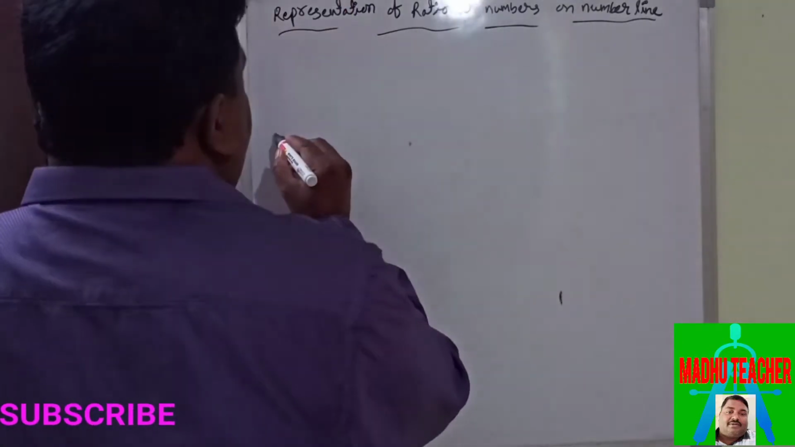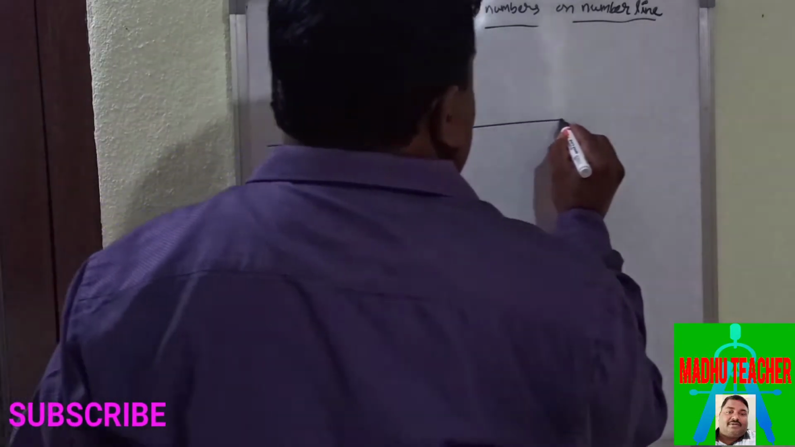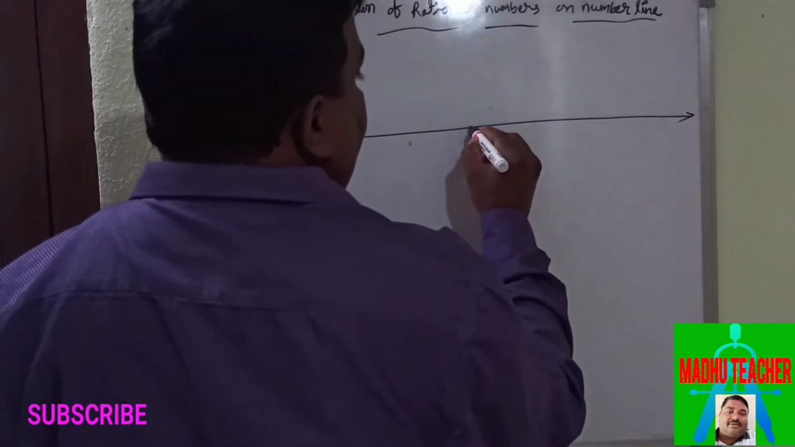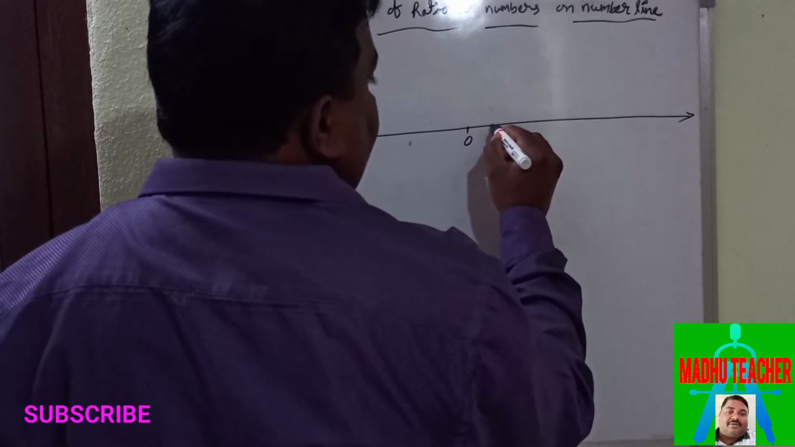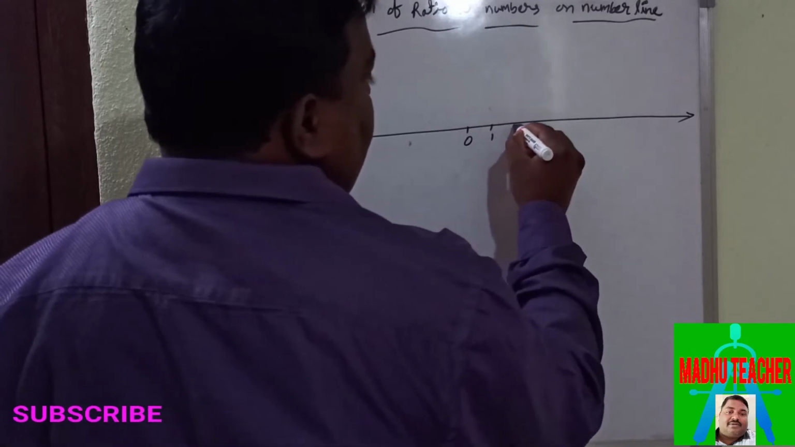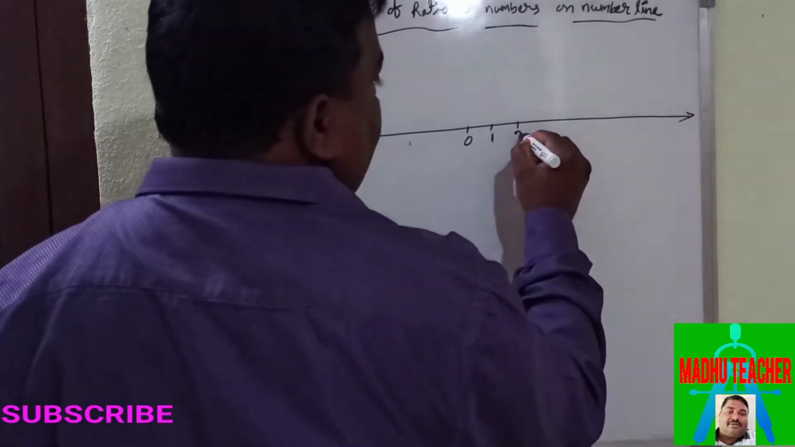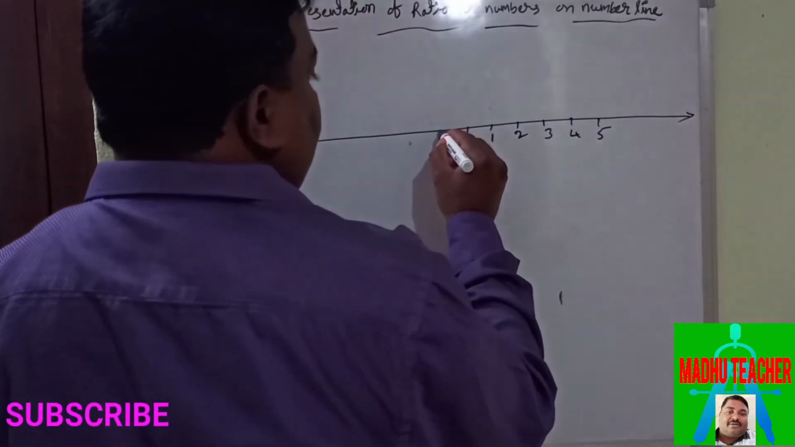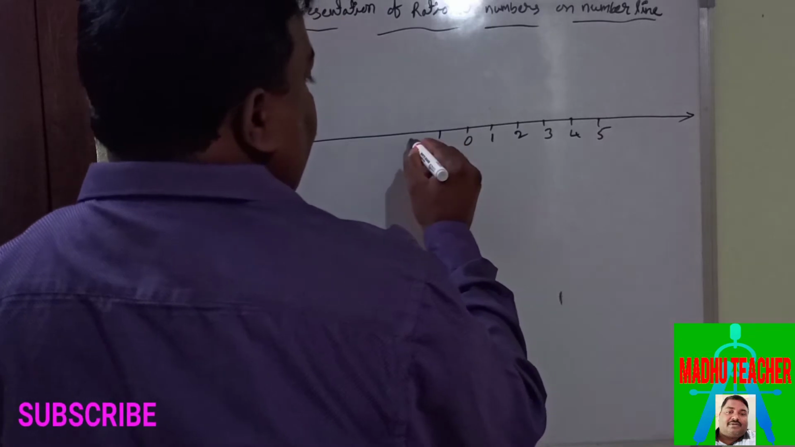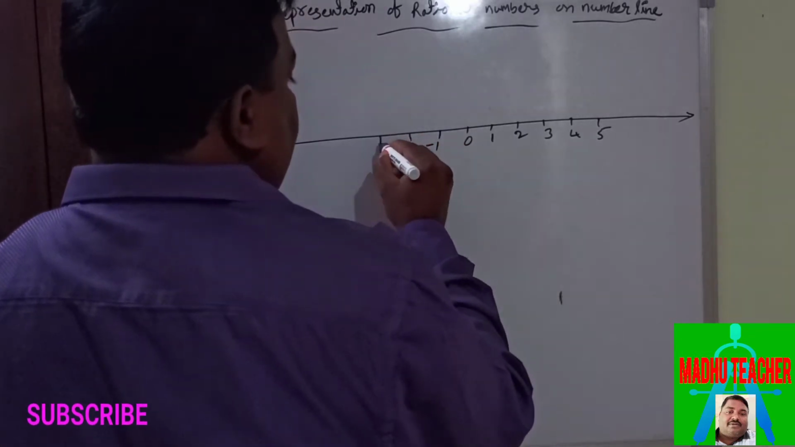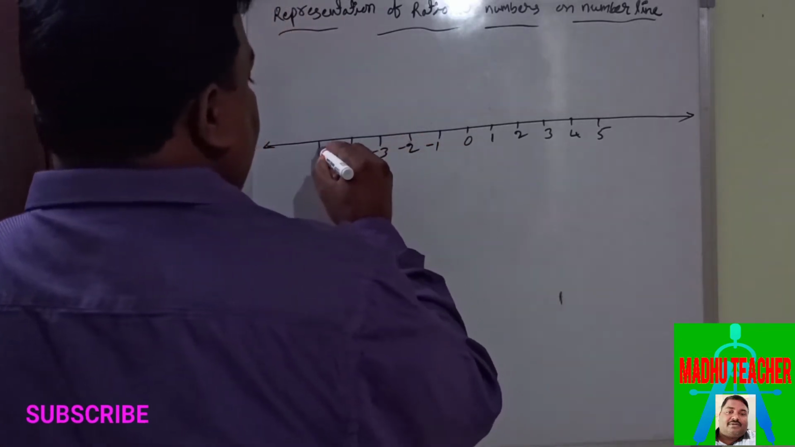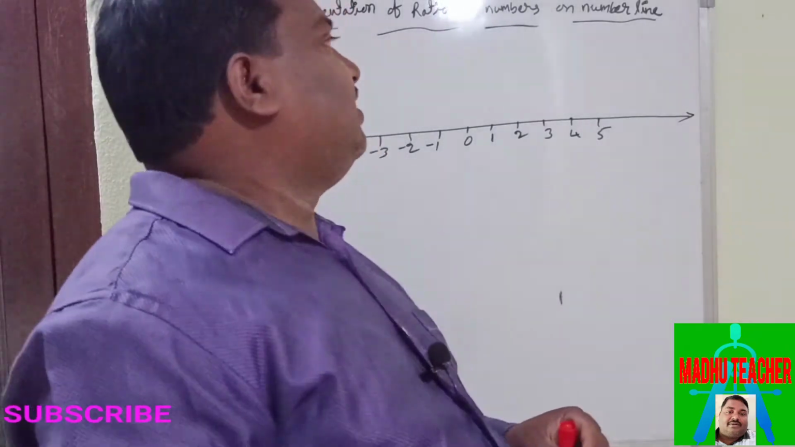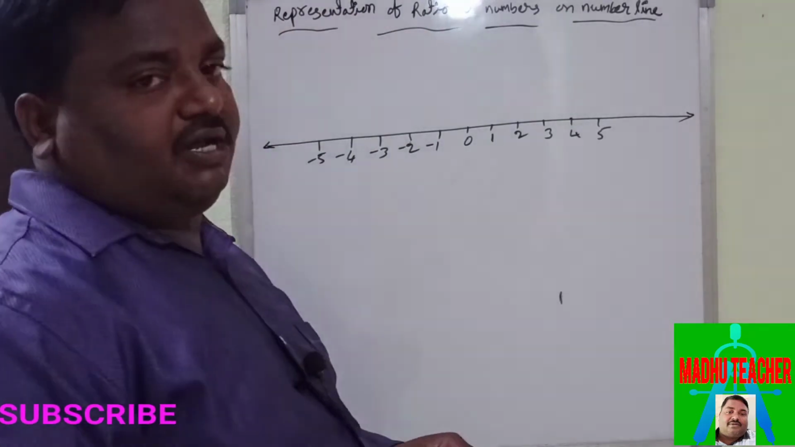Suppose we know the number line of integers. In the middle we have 0, on the right side all positive numbers 1, 2, 3, 4, 5 and so on. On left side we have -1, -2, -3, -4, -5 and so on. This is representation of integers on number line.